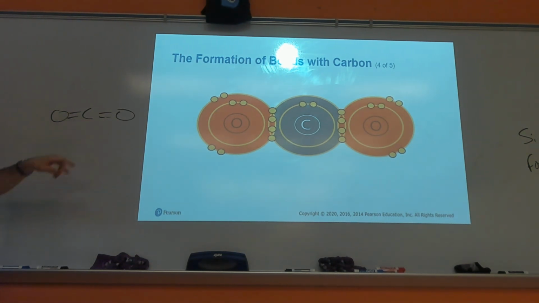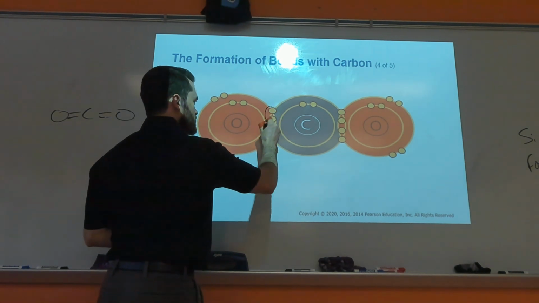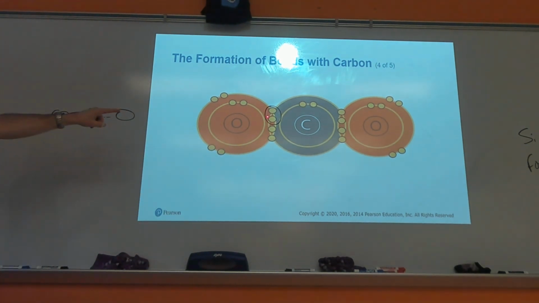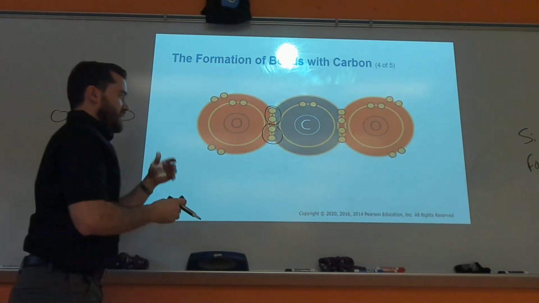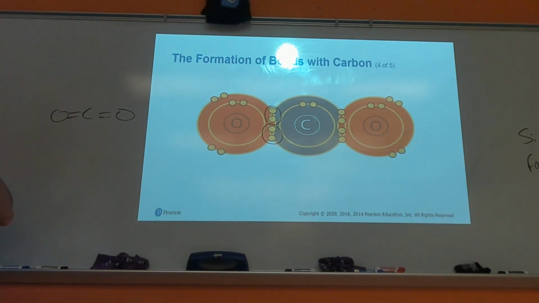So remember, in a bond, you're sharing a pair of electrons. That pair of electrons being shared represents 1 single bond. And then this would be another single bond, and collectively you call that a double bond. So this would be like a line, that would be like a line. If you have questions, by all means, raise your hand. Or let's keep going.